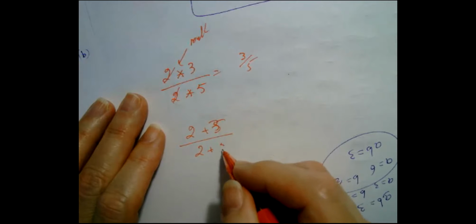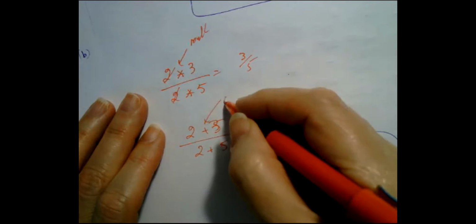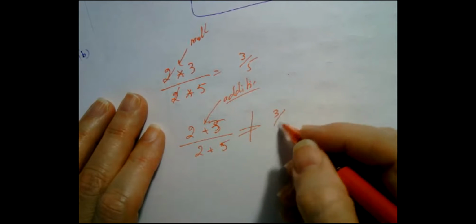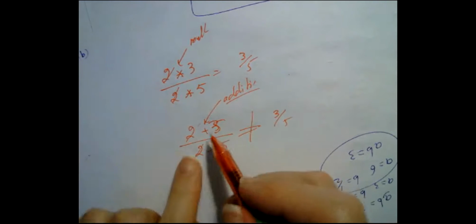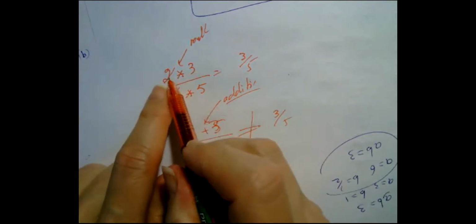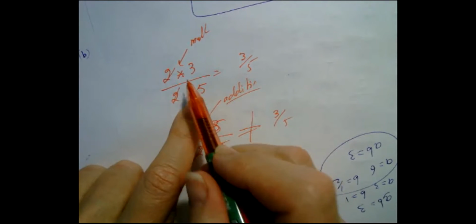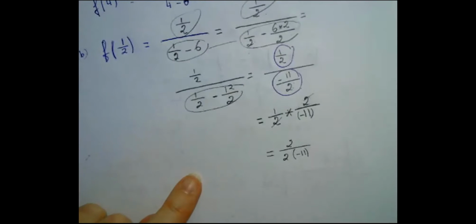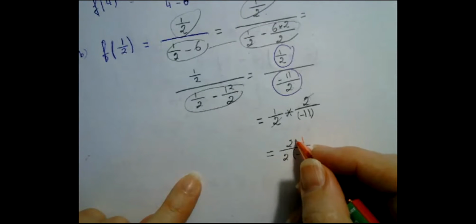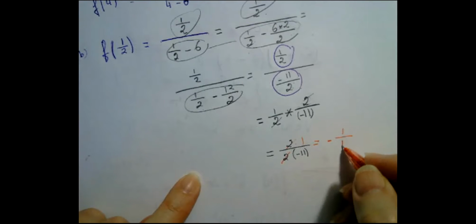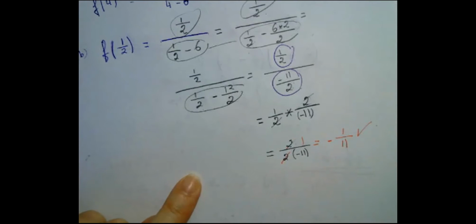So suppose this is 3 and this is 5. If you have an addition, this is not 3 over 5. It means you cannot simplify if you're adding. To be able to simplify, the 2 has to be a factor of the numerator and a factor of the denominator. In my problem, 2 is a factor here and a factor here, so this will leave me with minus 1 over 11. End of the problem. All right, so that's how we're going to work with fractions.